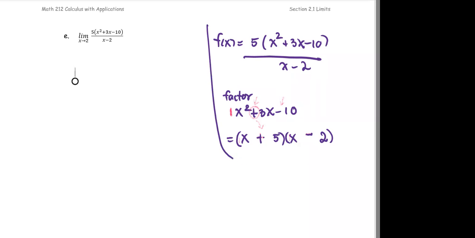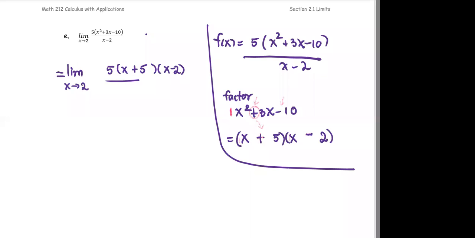Now, after we get the factors, we bring it back to the problem. Okay, equals the limit as x approaches 2. At this step, we're just rewriting the expression in a way that we can simplify. The numerator is 5 multiplied by x plus 5 multiplied by x minus 2, all divided by x minus 2. As you see, similar situation as the previous example, x cannot be 2 because when you plug in, it's going to make the denominator 0.